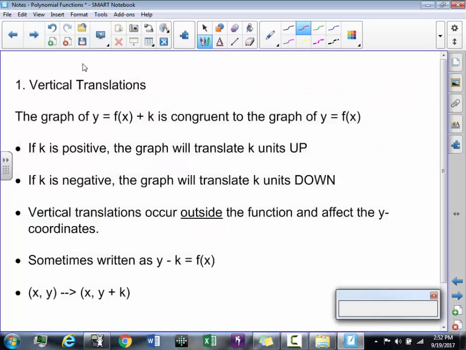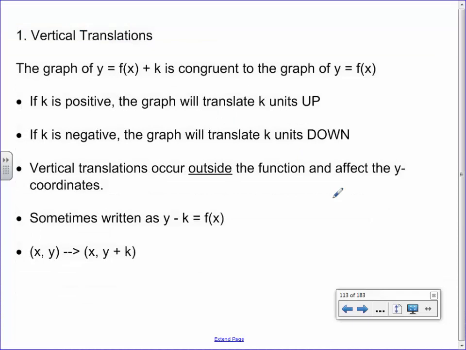So let's talk about some of the things we've seen in these examples. Vertical translations. Let's say I were to give you a graph of y equals f of x. And then, hopefully this is clear. This is after you're done doing the function. See how after that you're adding k? Well, this is congruent. You guys know what congruent means? Like, looks the same as, only shifted maybe? Congruent to the graph of y equals f of x.